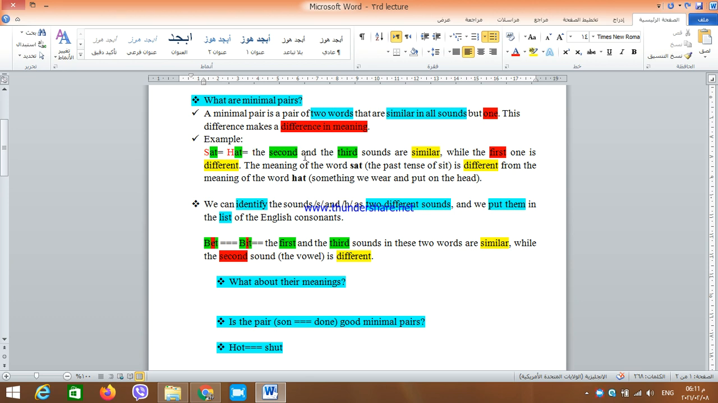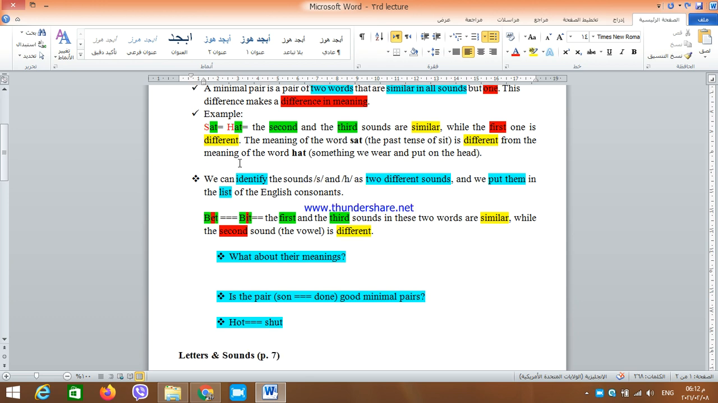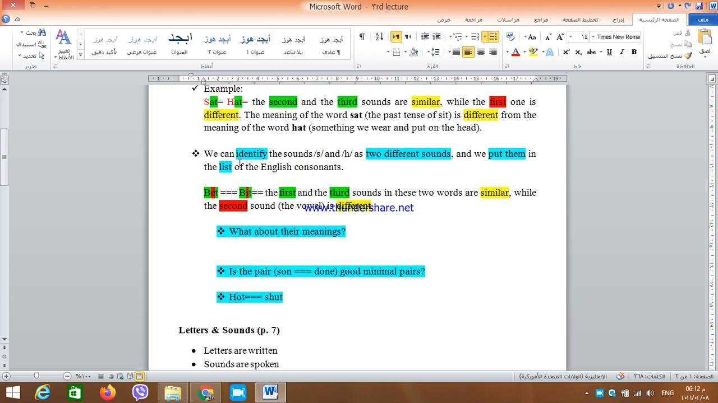The second and the third sounds are similar, "at", while the first one is different, "sa", "ha". And the meaning of the word sat, the past tense of sit, is different from the meaning of the word hat, something we wear or put on our heads. So sat and hat represent a good minimal pair.